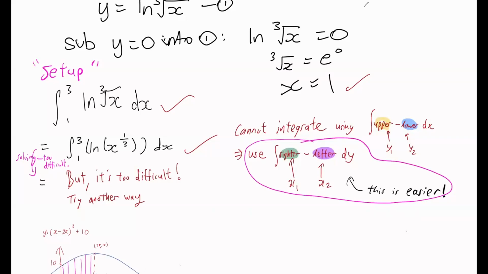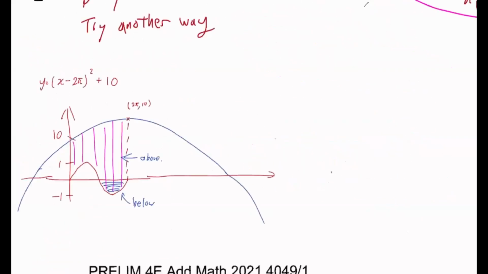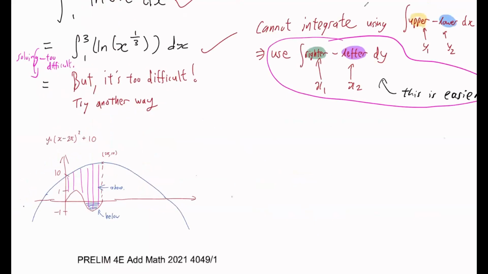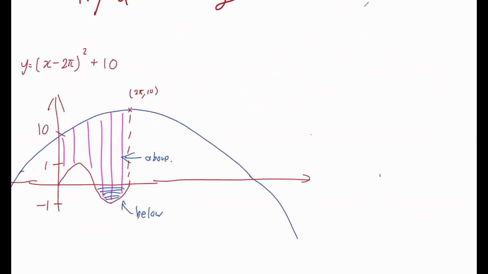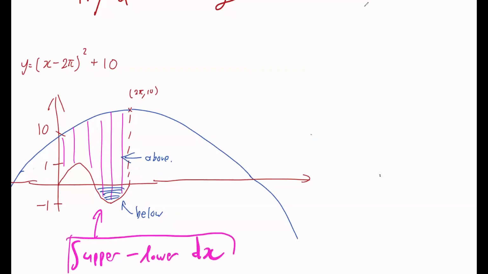Right function minus left function. Okay, here this one, not relevant. I'm just trying to come up with an example of upper minus lower, and to remind you that even though you can have regions of the graph that are both above the x-axis and below the x-axis, as long as you are bounded in between an upper and a lower function, you can always use the integral of upper minus lower dx. This formula always works.